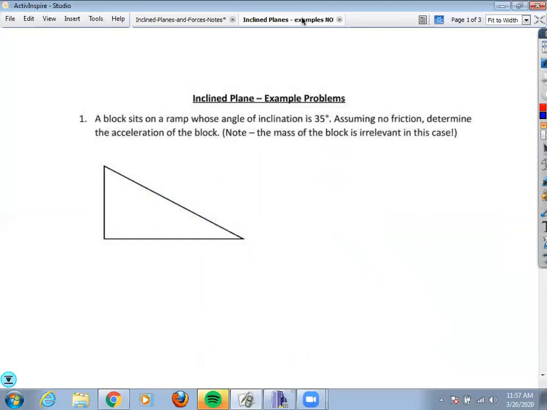So we're saying that a block is on a ramp, and the angle of inclination is 35, so that would be 35 degrees right there. Assuming no friction, this is the simplest case, so mu would be 0. We're going to look at the acceleration of the block. Before we get into this, I want to look at what the inclined plane does to FG.